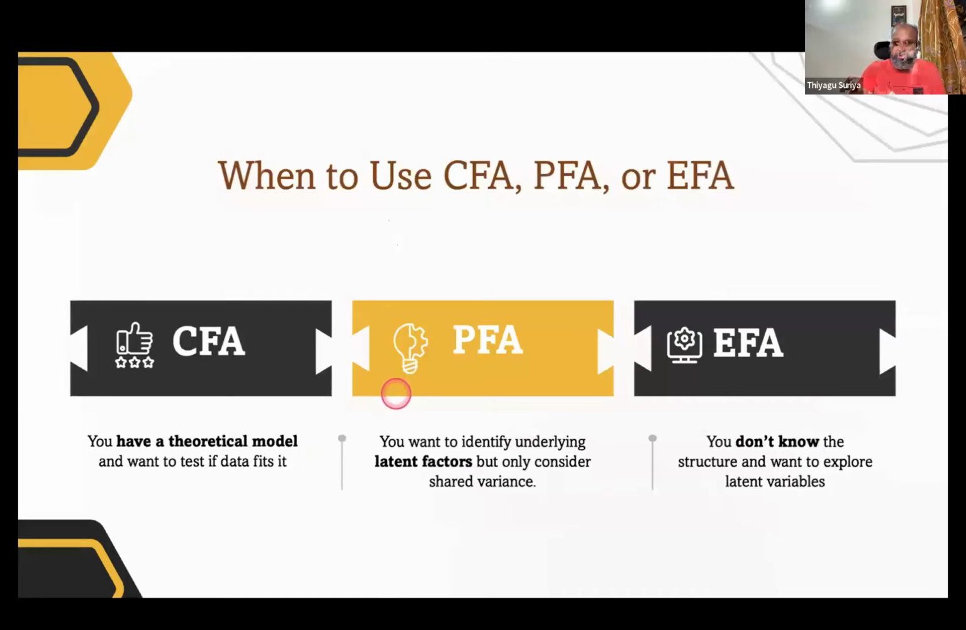And another thing, I give some examples of when to use each. If you have the theoretical model and you want to test whether the data fit into it, that means whether the data fit that particular construct. I'm talking about construct, meaning factor. So if the construct has 5 items, we check whether all the 5 items lie on the particular construct. That we are checking is confirmatory.